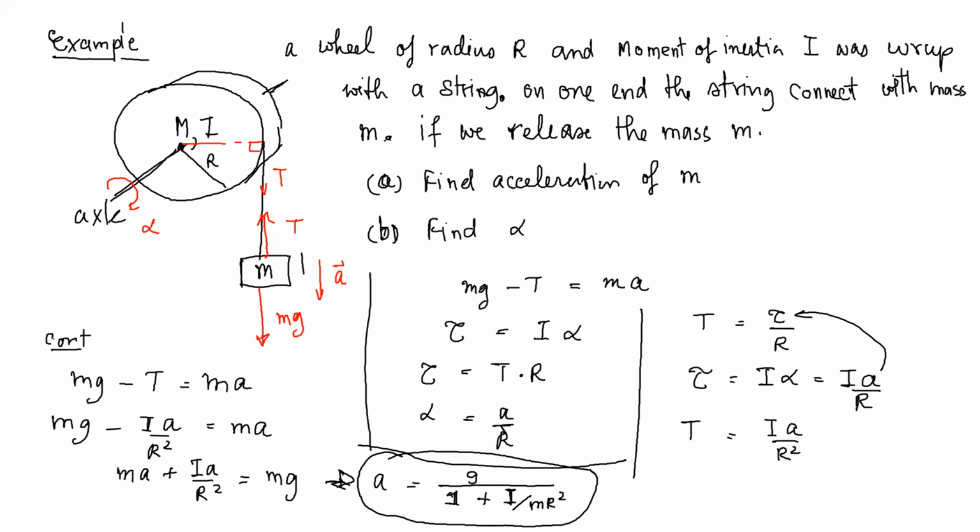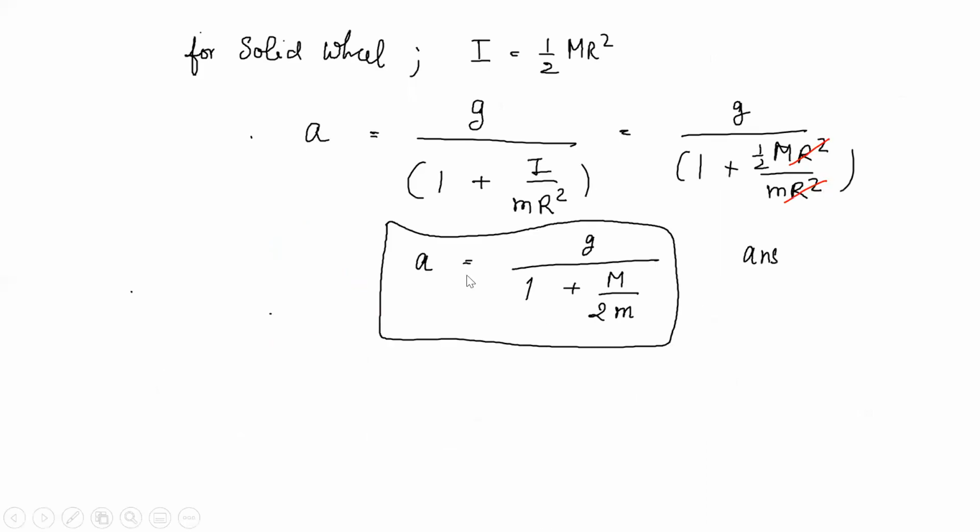So the effect of the moment of inertia of the wheel is making the small mass m fall with lower acceleration. So for a solid wheel, I equals 1/2 MR squared. So a equals g divided by 1 plus I over mr squared.